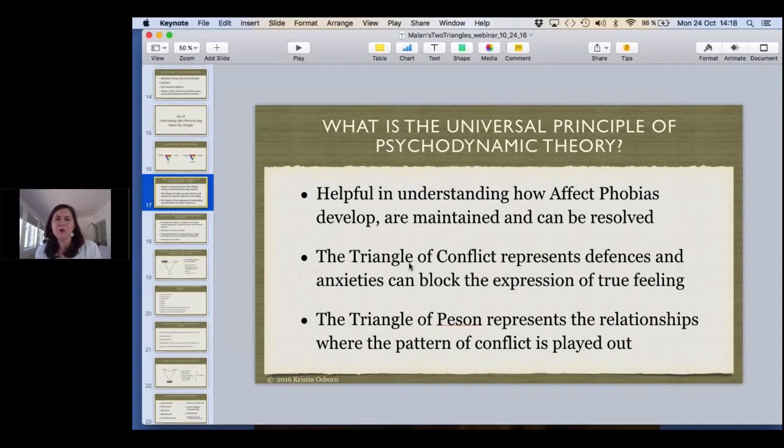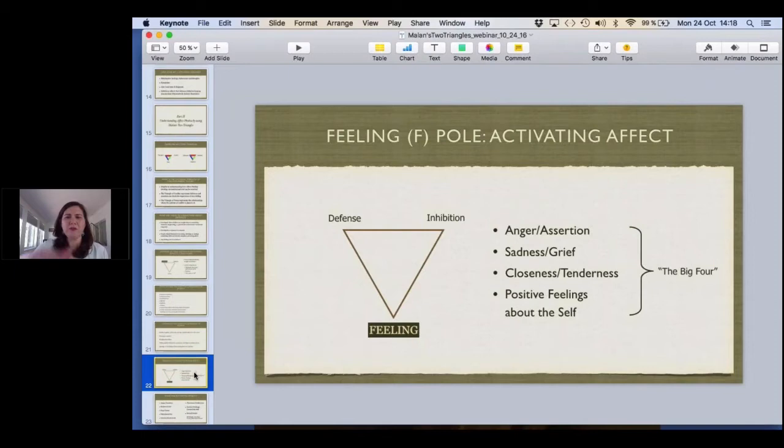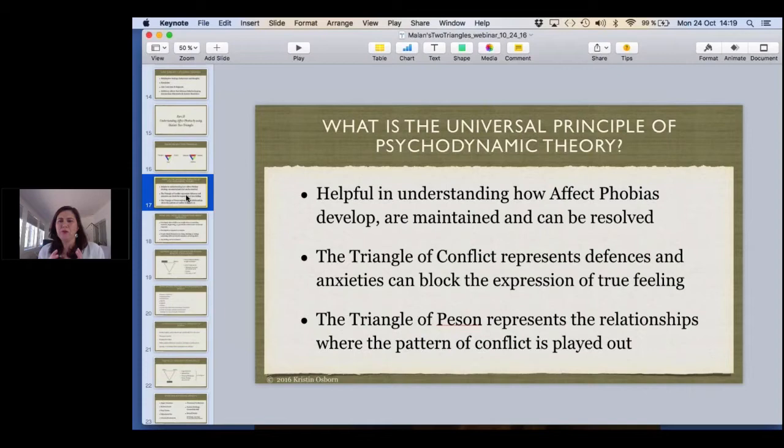And so the triangle of conflict represents defenses and anxieties that block the expression of true feeling. So one thing you want to be thinking about with the triangle, and I'm going to show this slide to help you, is that if somebody has a block to a feeling, they don't have access to anger or sadness or closeness. Then they're going to have a rise in that inhibitory affect, and then that's going to deploy the defense. Once the inhibitory affect is high enough that it's employing defenses, then the person is actually cut off from their feeling. They're cut off from experiencing affect, but also cut off from experiencing closeness to themselves and closeness to others. So the triangle of conflict really helps you see when somebody is blocking an affect with inhibitory affect or defenses.